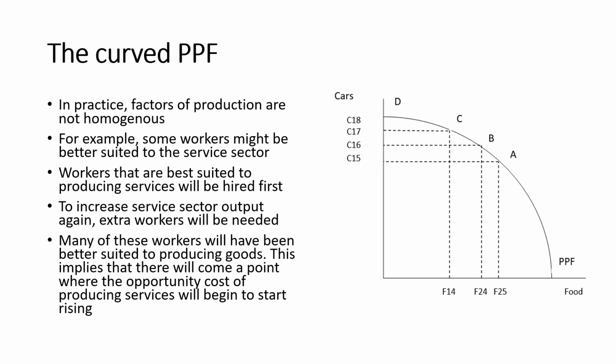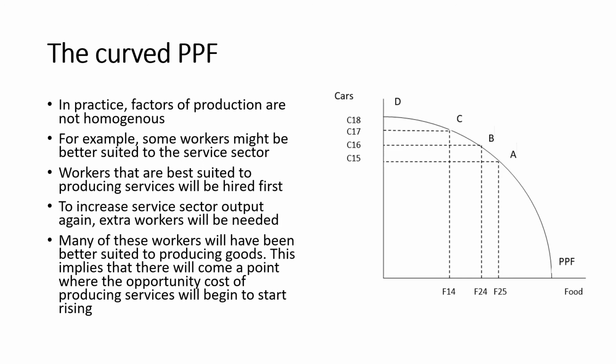So yes, we managed to increase the output of cars from 16 units to 17 units, but because the labour that we moved into car production was better suited to food production, the opportunity cost in terms of lost food output is considerable. You can see that the decision to raise the output of cars from 16 to 17 units has caused the output of food to fall from 24 units to 14 units. And this is because, again, the factors of production that we moved out of food into car manufacturing were more suited to food production than they were to car production.